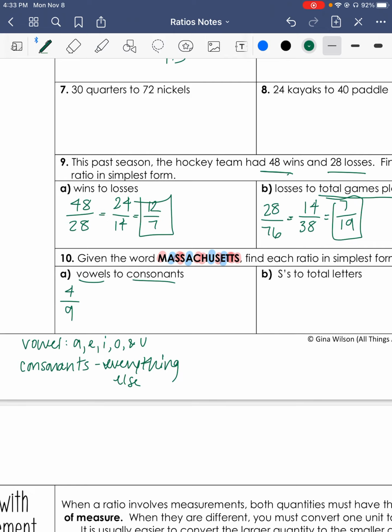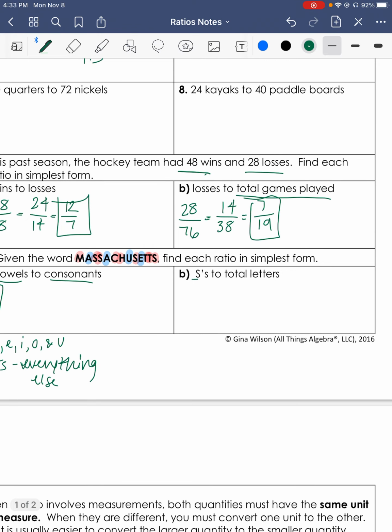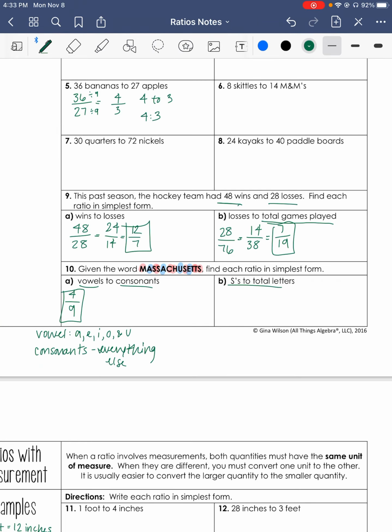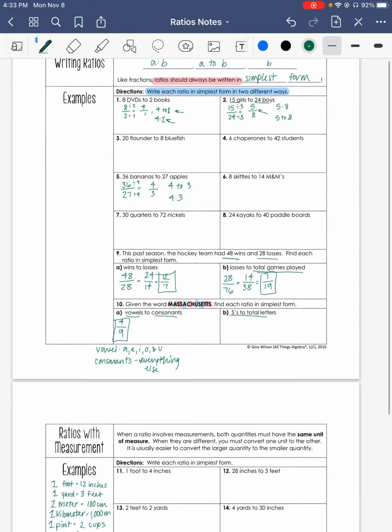Can we simplify this? We ask ourselves, can we divide both the top and bottom by the same number? And the answer is no. They do not have any common factors, so that's going to be it. Okay, this one here, S is to total letters. So count up the S's, that's going to go on the top, and then count how many letters there are total, and that's going to go in the bottom. Okay, so that's how you're going to finish that one.